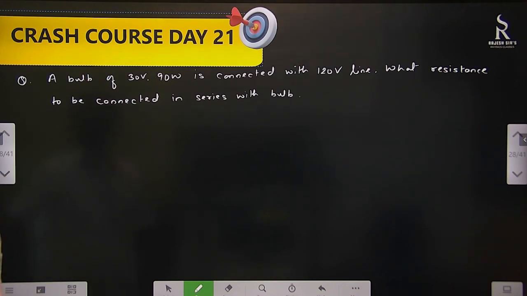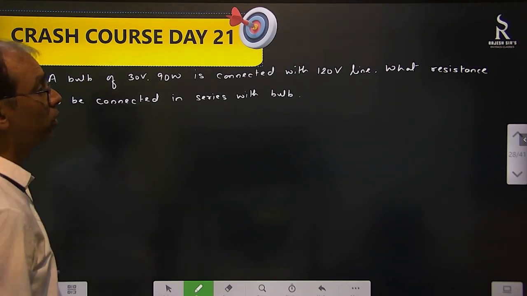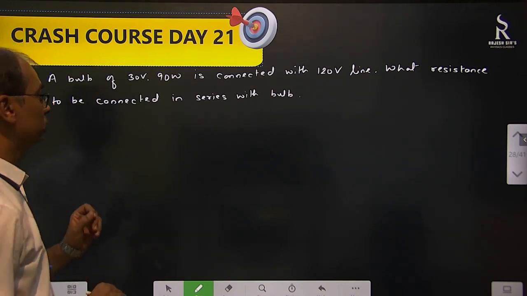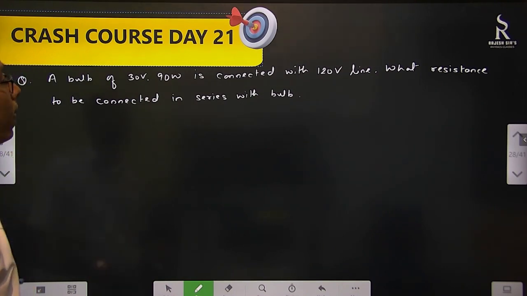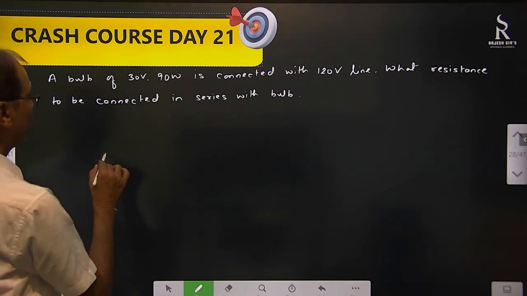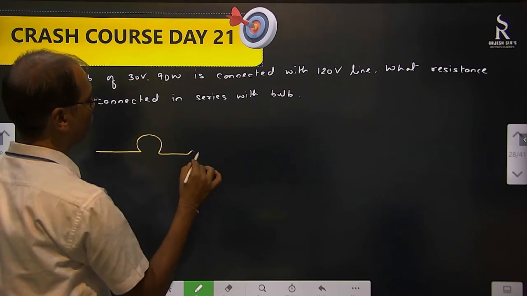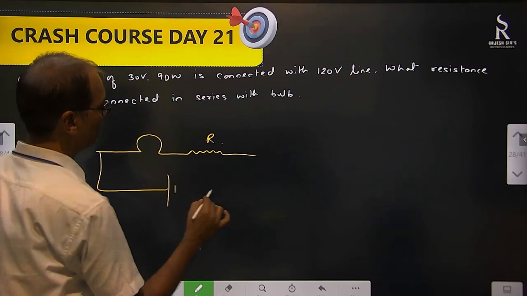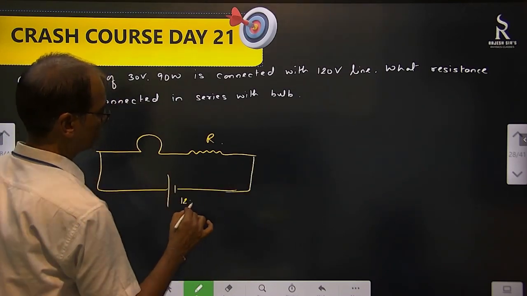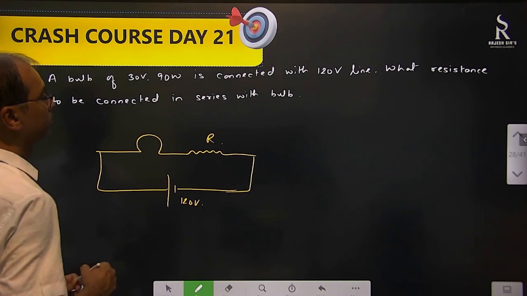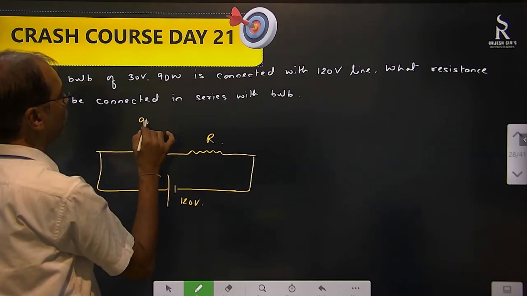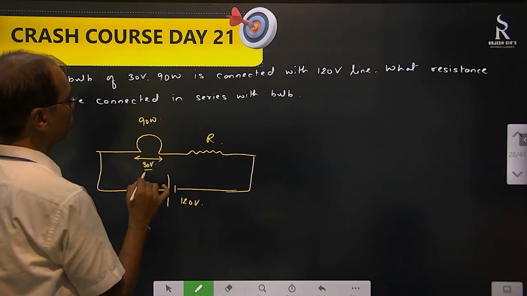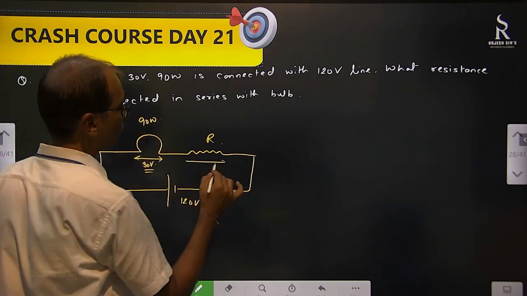A bulb of 30 volt, 90 watt is connected with a 120 volt line. What resistance is to be connected in series with the bulb so that it doesn't get fused? So you have one bulb here, you want one resistance connected, which we do not know, and you have connected a battery of 120 volt. Power is 90 watt and the maximum potential that we can drop on the bulb is 30 volt. That means the remaining 90 has to drop on the resistance.